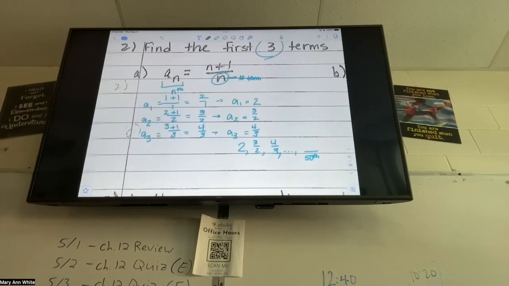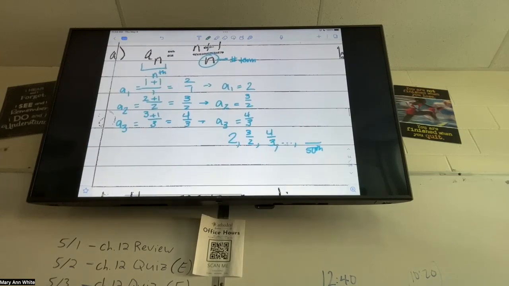And we're going to do that by just plugging in like we were doing. Instead of plugging in 1, 2, or 3, this time we're going to plug in a sub 50. So 50 plus 1 over 50, 51 over 50. Right, that's all that wants from us. Not too bad, is it?